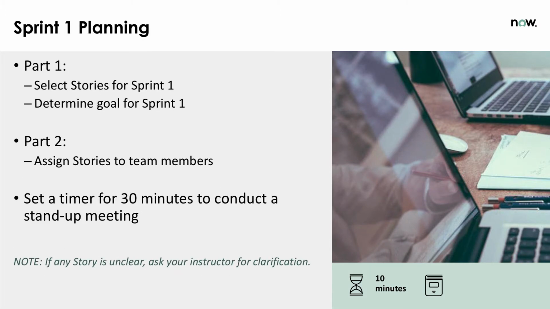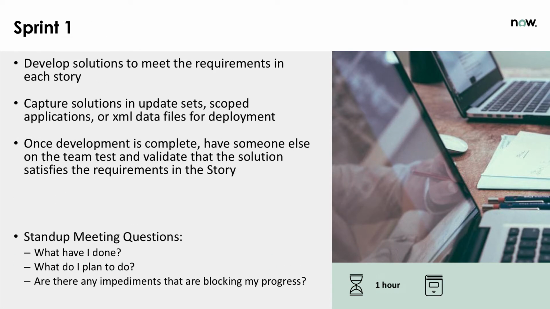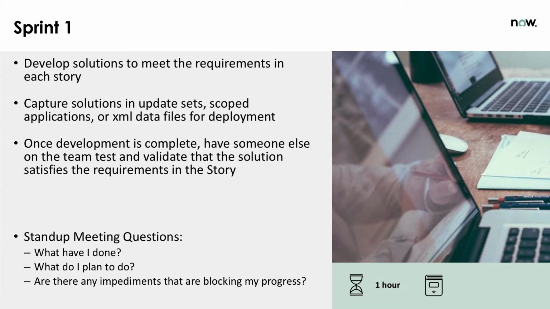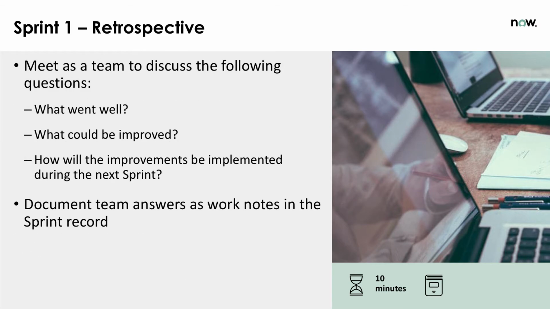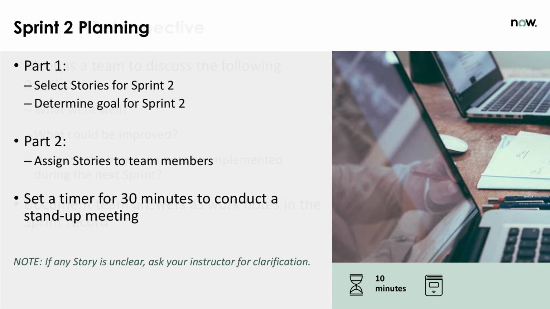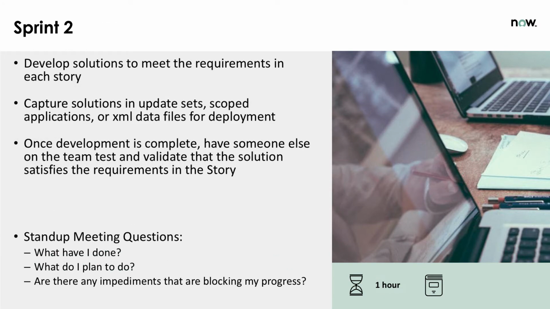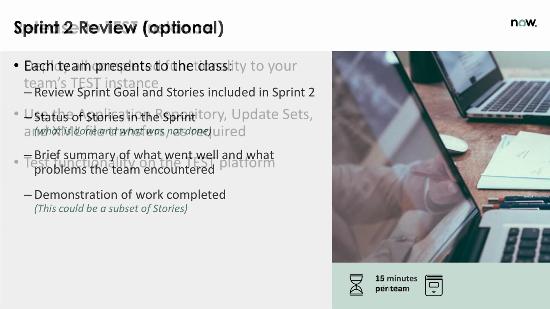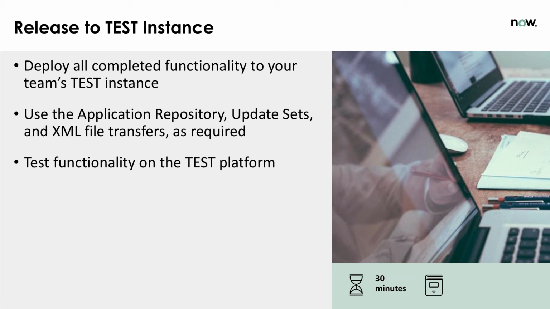We go through Sprint 1 planning, do Sprint 1. I've got stand-up meeting questions in there. Make sure that they do that at least once. Retrospective, Sprint 2, retrospective, Sprint 2 review, which is optional depending on how you're doing in class and your preferences, and then have students try to migrate their code and their data to the test instance.